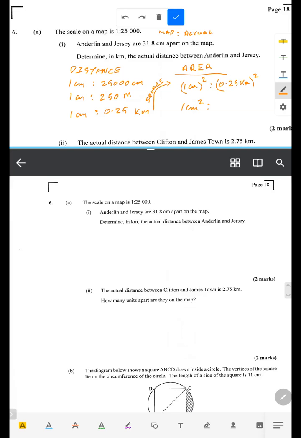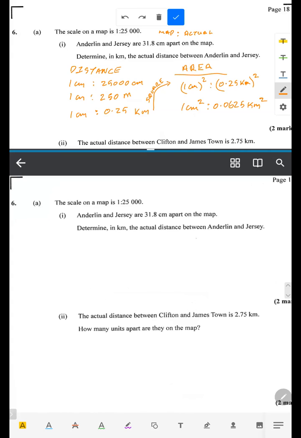You square this now. 0.25 squared would be 0.0625 kilometers squared. And so you can use this ratio for anything relating to area, and you use the other ratio for anything relating to distance, right? So you can do that. So establish those ratios.